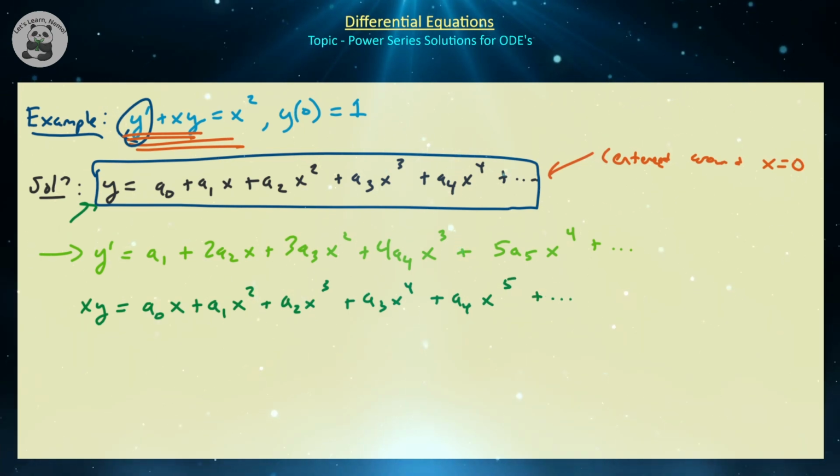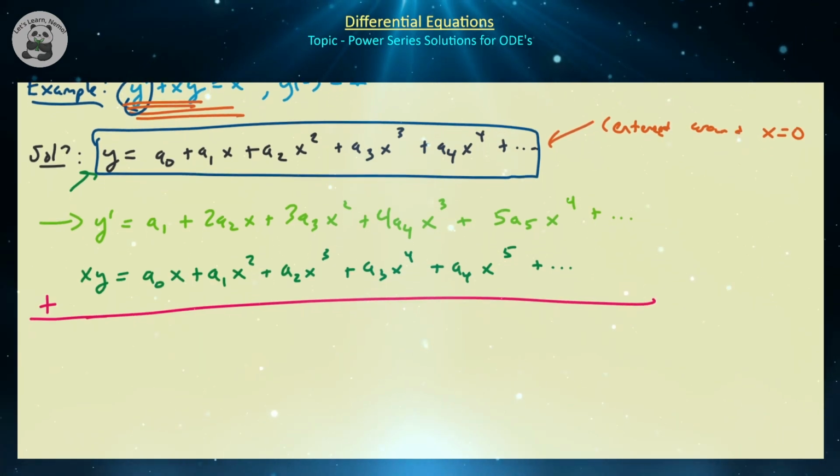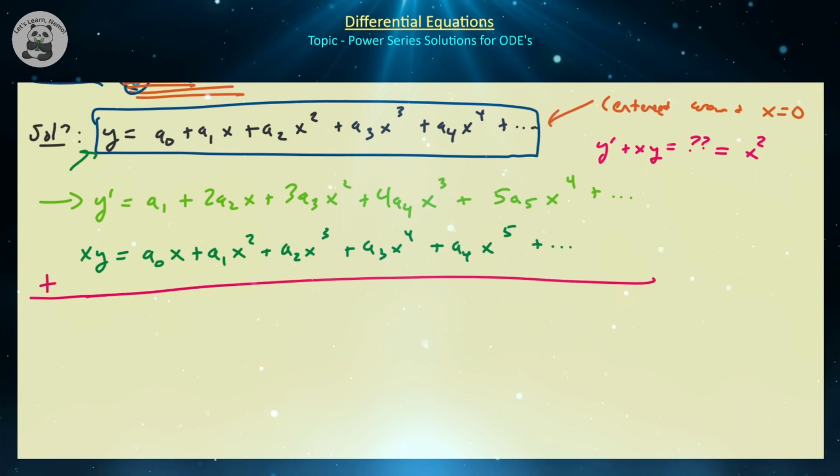And now we're going to add these two expressions together, and we're going to group them by like terms as well. So that'll give us the left-hand side of our differential equation, because we know y prime plus xy is equal to x squared. And once we have our series representation of the left-hand side, we're going to set that series representation equal to x squared, and then we're going to be able to get our coefficients from that.